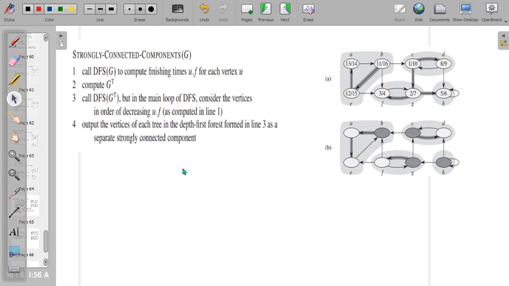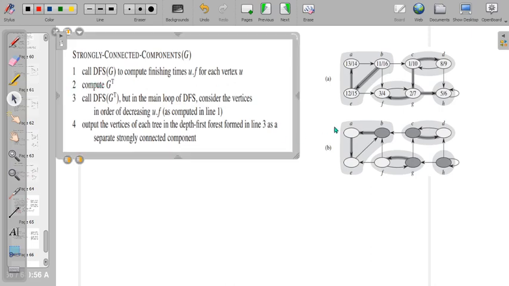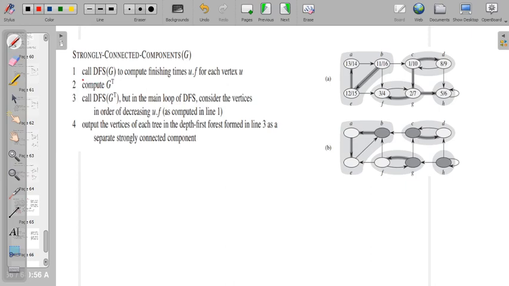So what we have to do here is call DFS to compute the finish times u.f for each vertex u. So from here you see in this graph we have run DFS first. This is called Kosaraju's algorithm.